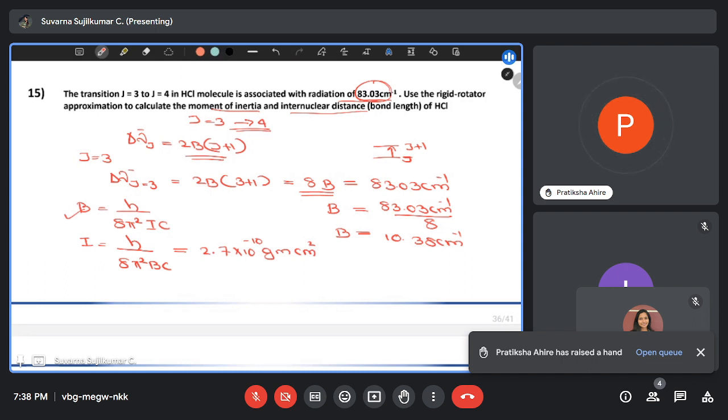Now we have to find what? The internuclear distance. How will we find the internuclear distance? There is an equation connecting I, which is equal to mu r squared. We have to find r. We already know I. Do we know the mu, or the mass of the system?